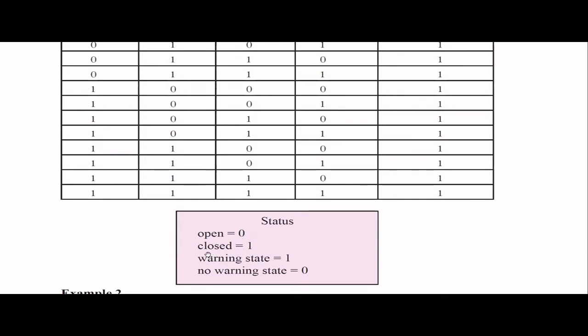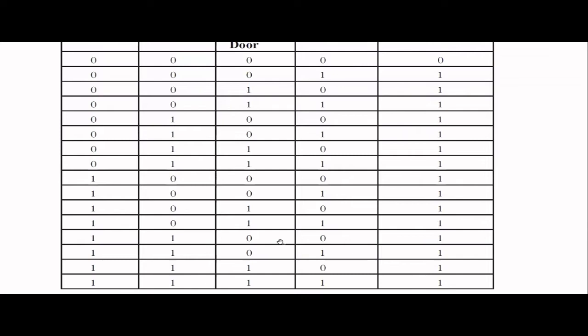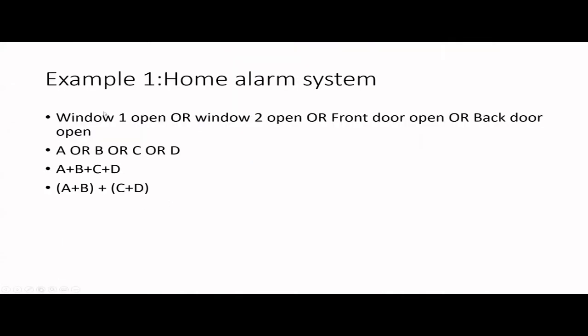If the windows are closed, it's considered as 0. There's a small printing mistake here, right? So according to this, you understand, right? It's like at least one should be open, isn't it? One should be open, right? So this is the scenario in a writing format.